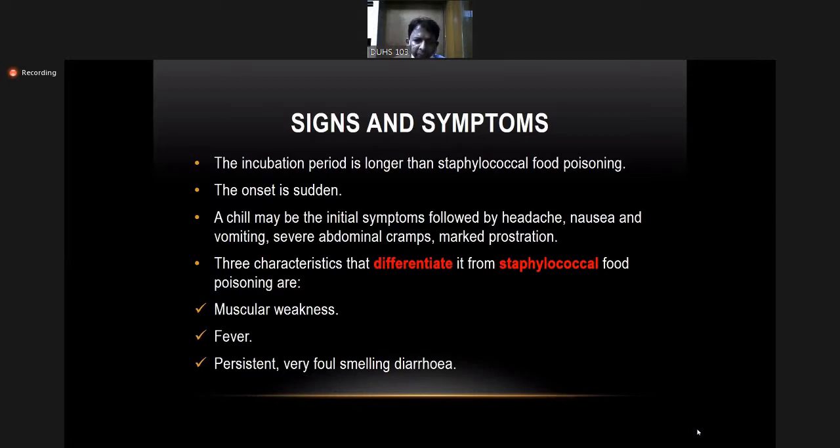This is the main feature of the Salmonella and Shigella group of poisoning.